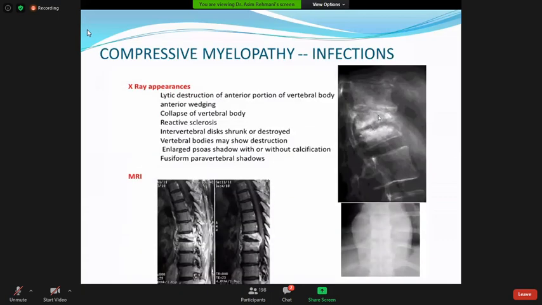This is an X-ray of the dorsal spine, dorsolumbar junction. You can see one of the vertebrae is completely destroyed. This is another vertebra, this is another vertebra, and this is another. So there are three vertebrae, one, two, three, and the space these three vertebrae occupy is equal to the space occupied by two vertebrae. So the destruction of the vertebrae has reduced the vertebral height and causes kyphotic deformity.